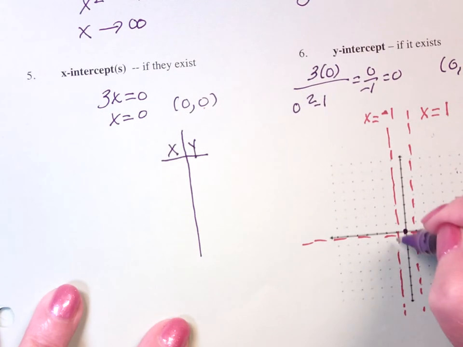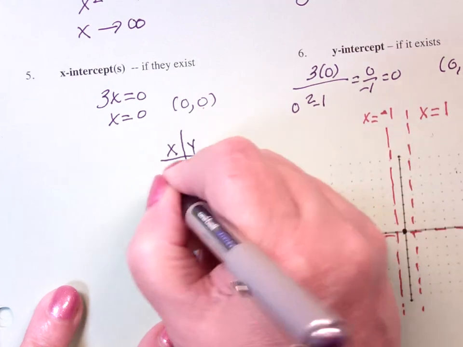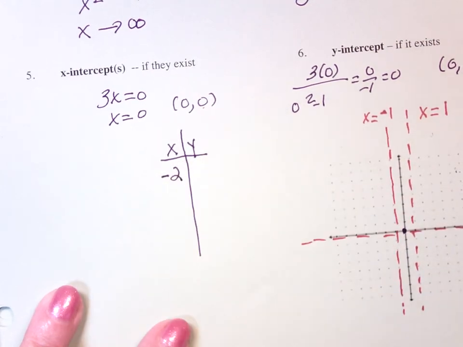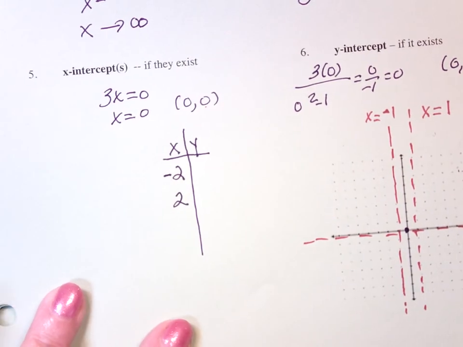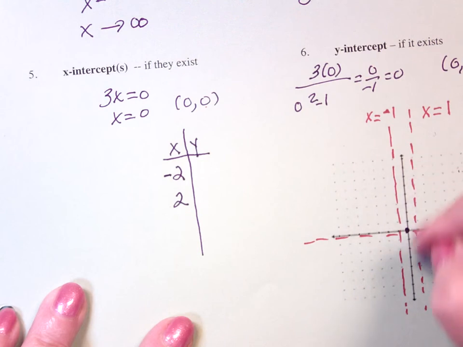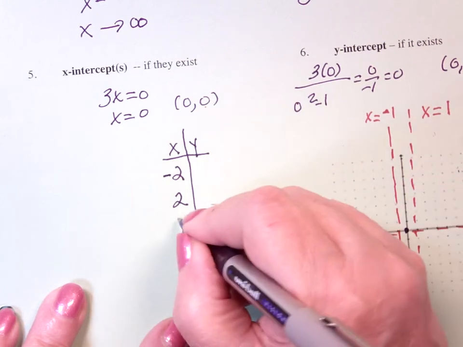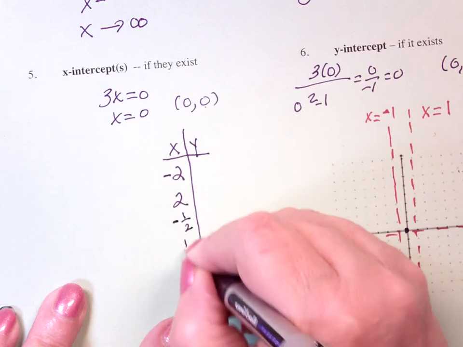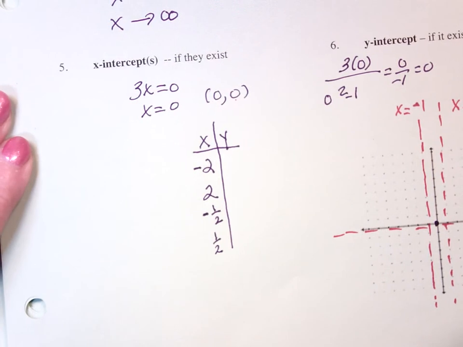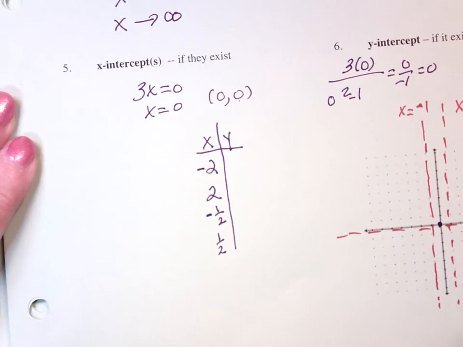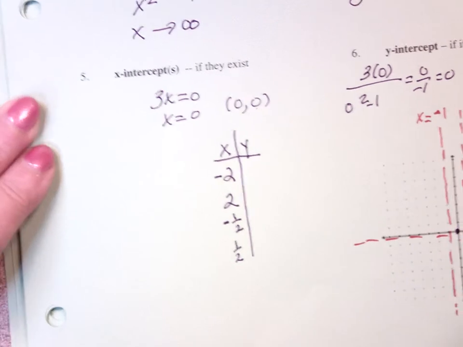So if this is the VA, which is negative 1, I need a point to the other side of negative 1, negative 2. And if this is the VA, which is positive 1, I need a point to the other side, which is positive 2. That helps me pick what points I'm going to need. Now, if I want something in the middle, it's going to be miserable. I'm going to have to pick a negative 1/2 and a positive 1/2. That would not be fun. That screams to me the word calculator.